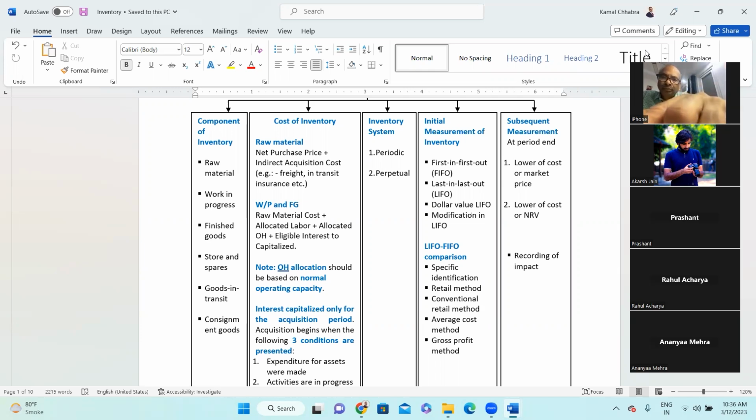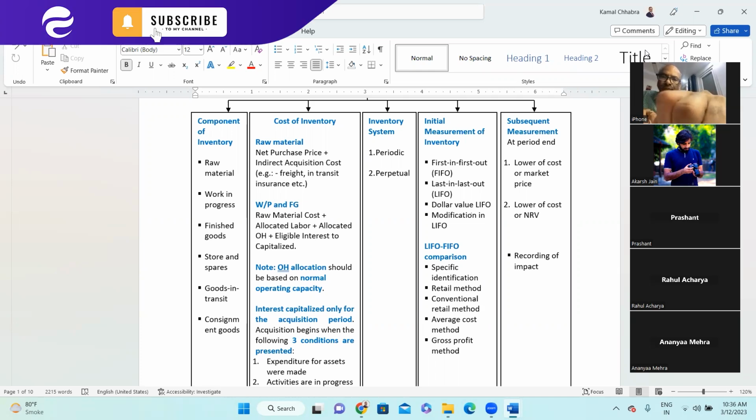The agreed purchase price minus any discount you have received, whether it's cash discount, quantity discount or trade discount, any such kind of discount, and net of sales tax or GST, whatever it is. So the raw material price includes net purchase price plus indirect acquisition cost. Indirect acquisition cost means any freight in transit you have paid or any insurance in transit you have paid, that you need to add.